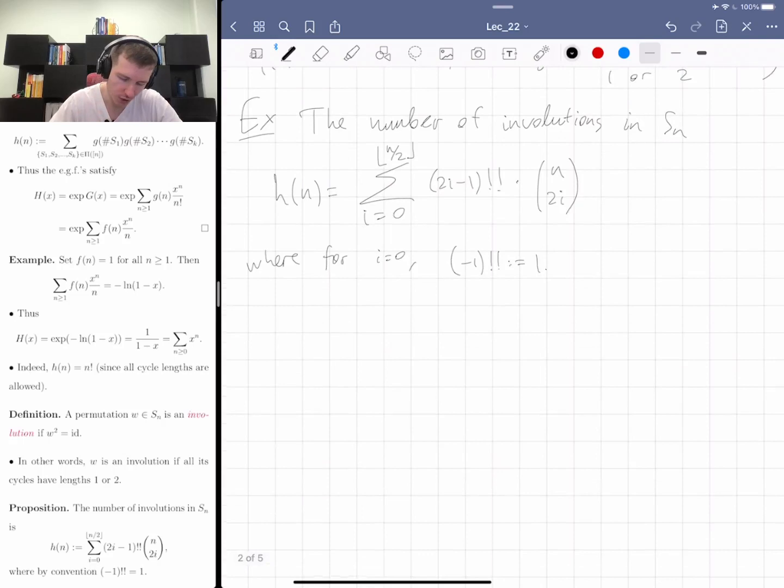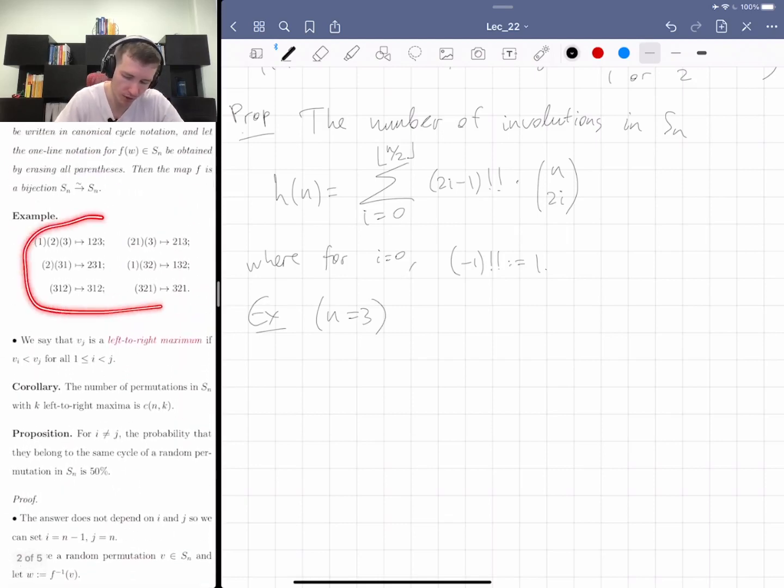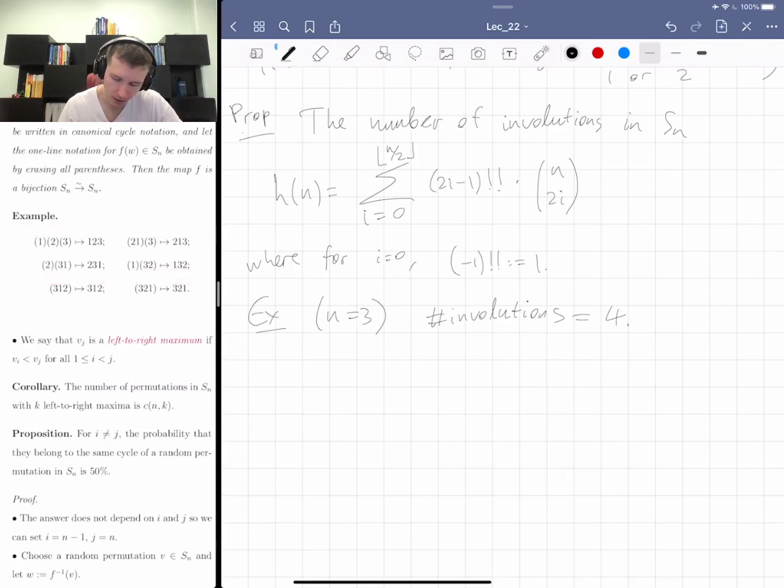So maybe I should try to count when n is equal, yeah, let me make it into a proposition, and maybe this should be an example for n equals 3. So for n equals 3, I would like to count permutations which are involutions. And so here are the 6 permutations. You can see that if a cycle has length 3, then it's not an involution. You apply it twice, then the cycle shifts by 2, and it doesn't get back to where it started. So the number of involutions, just by direct counting, is equal to 4. These 4 are the involutions: identity plus all possible transpositions.